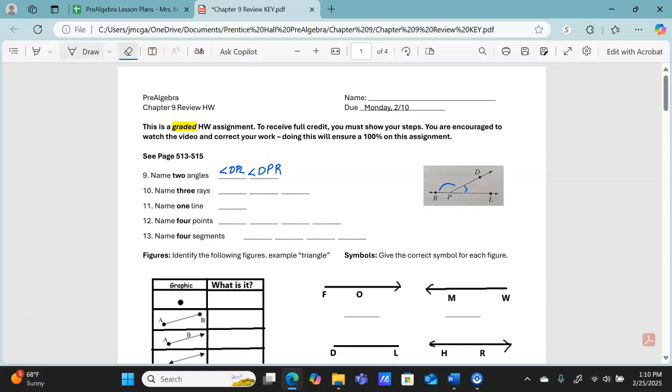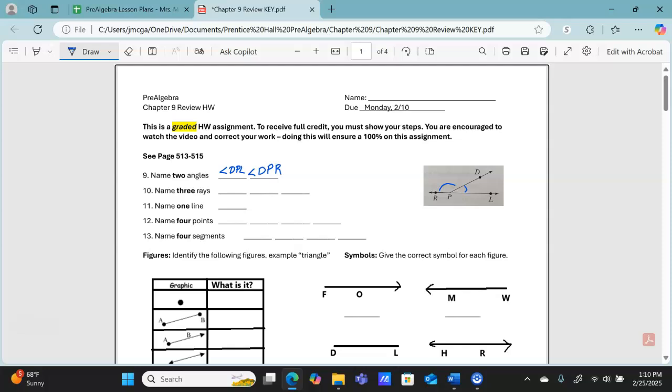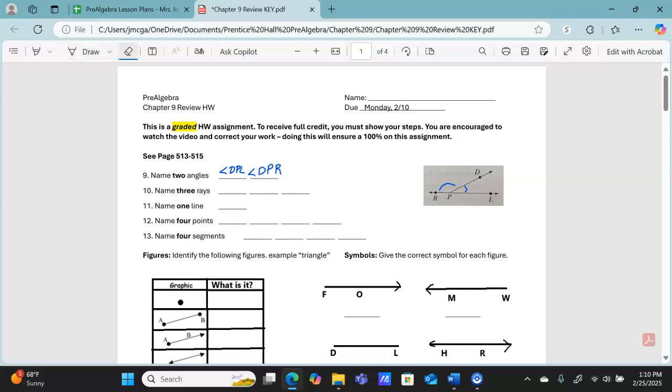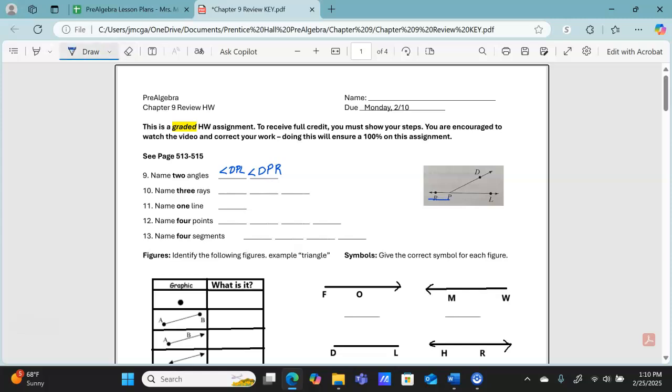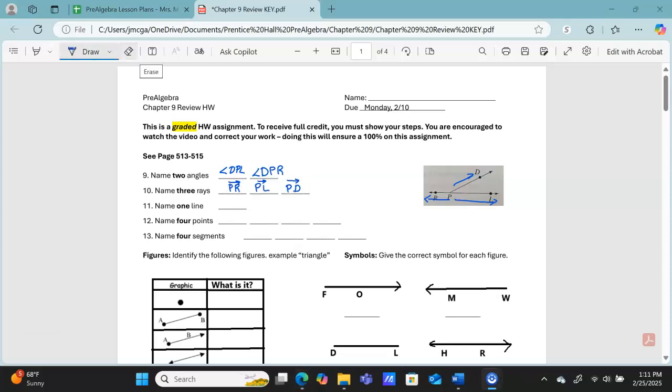Moving on, name three rays. And so we have here P towards R, P towards L, and then P towards D. And they each have that little ray symbol over top of them.